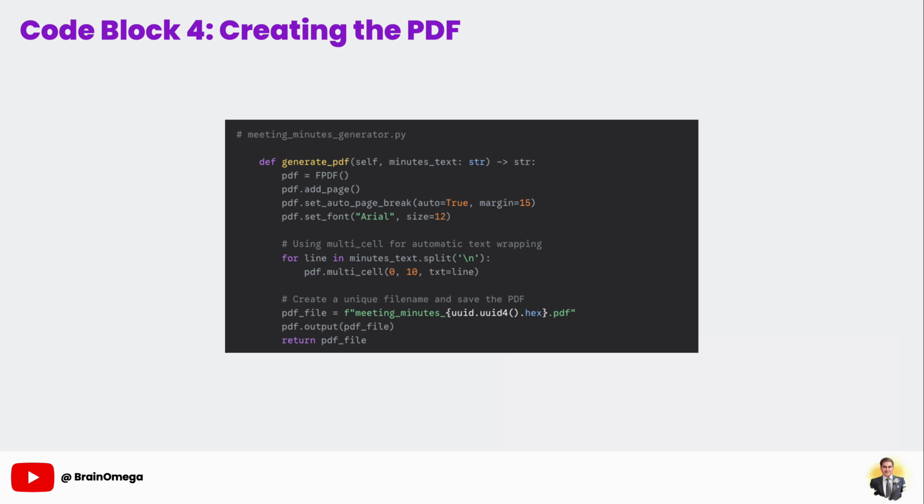This function is great because it automatically handles text wrapping, so we don't have to worry about lines running off the page. Finally, we generate a unique file name using Python's UUID library to avoid overwriting files, save the PDF, and return the file path.